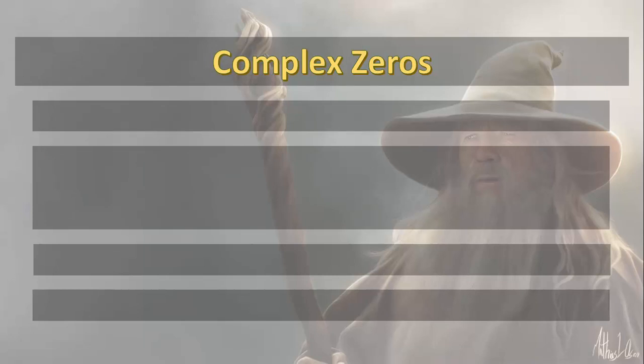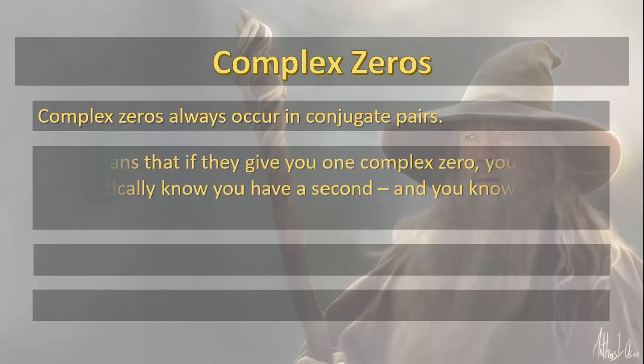All right, we're back again talking about complex zeros. Yes, we are still in section 2.5 because there's just that much stuff in it. All right, so the gist of what I need to talk about in this video is this sentence right here. Complex zeros always occur in conjugate pairs.